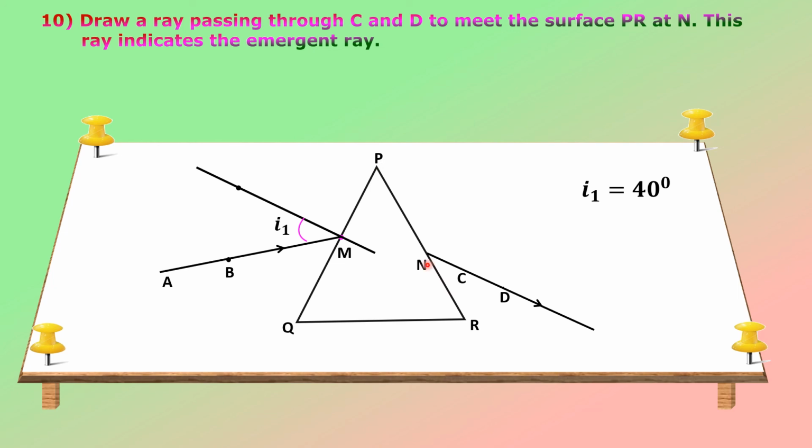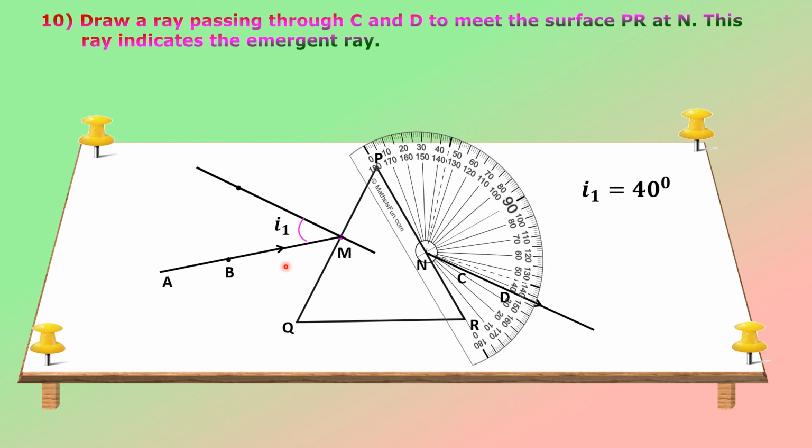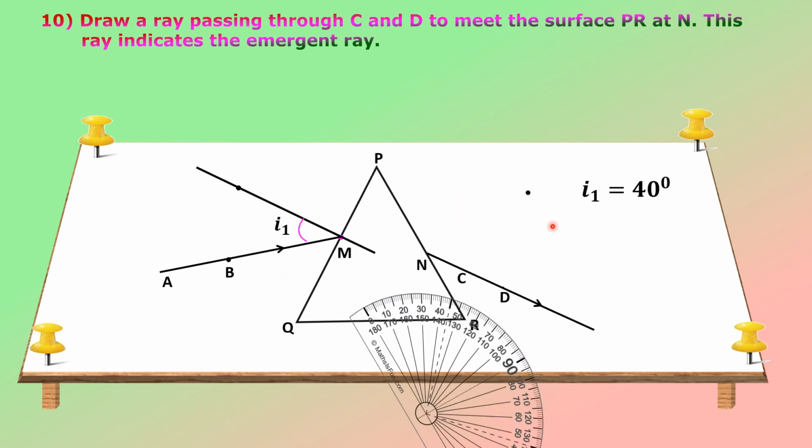Now we have to draw the normal at N. We have to draw the normal to the surface PR at N. So here is 90 degrees. Let us mark it and draw the normal.